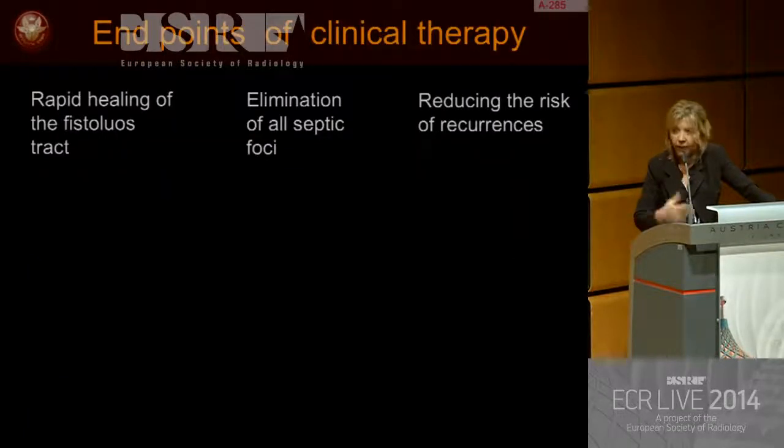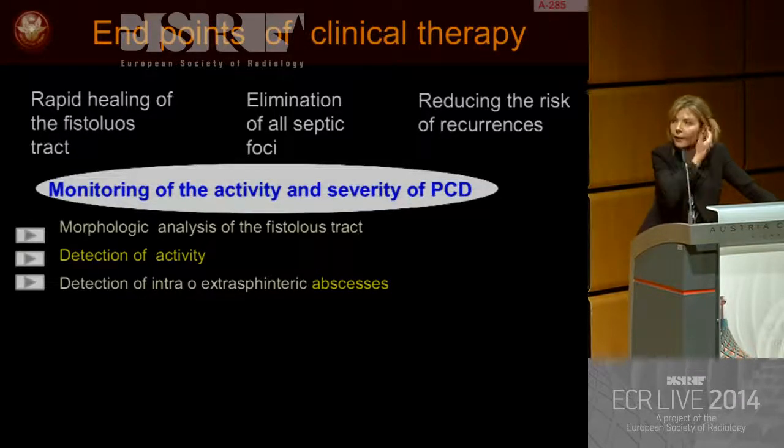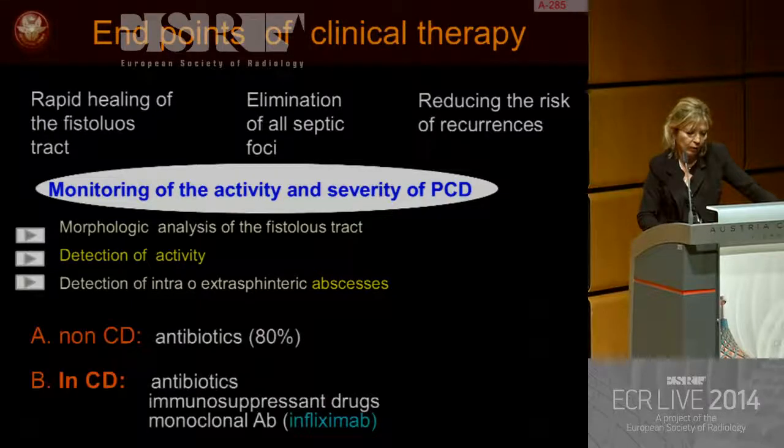So these are the main issues of the clinical treatment. And the endpoints of clinical treatment are, of course, rapid healing, the elimination of all septic foci, and the reduction of the risk of recurrence. And to obtain this, it's important to have the morphological evaluation of the fistula, but it's also extremely important to assess the fistula activity and to evaluate possible abscesses associated with fistula.